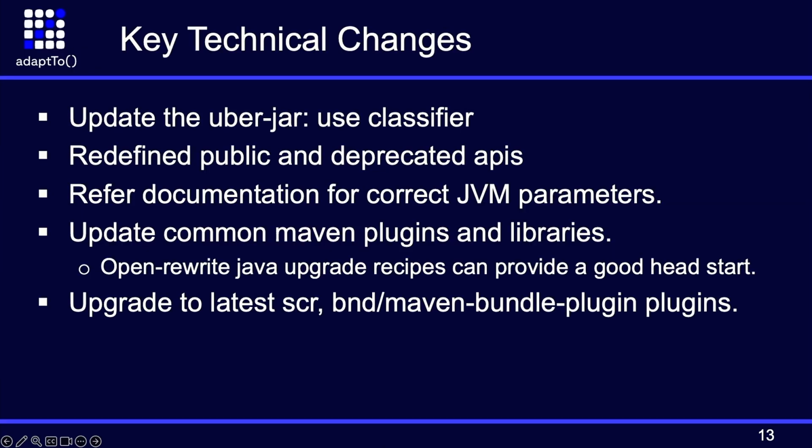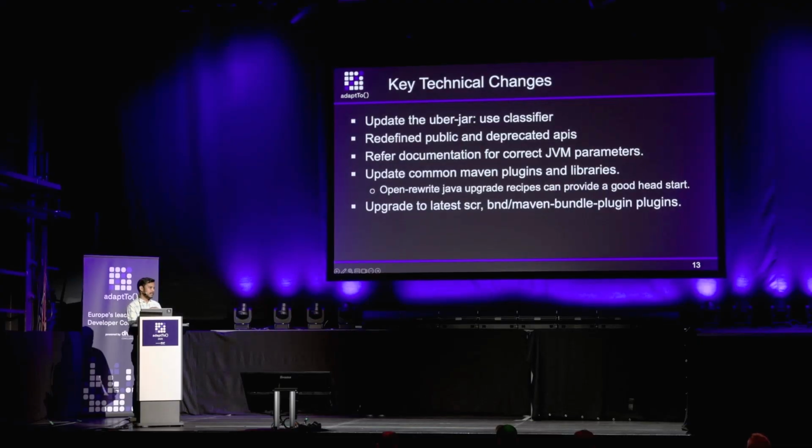Okay, so in this process, there are a few key technical changes we should keep in mind before we start developing for AEM 6.5 LTS. The first thing is, when you are using uberjar in your Maven dependency, you should add a classifier to it. In 6.5, there was no classifier for the public APIs, but a classifier was available for deprecated APIs. But in LTS, you would have to add this classifier for public as well as deprecated APIs.